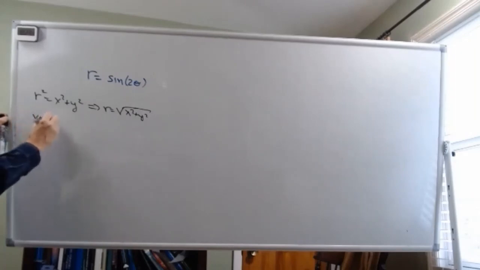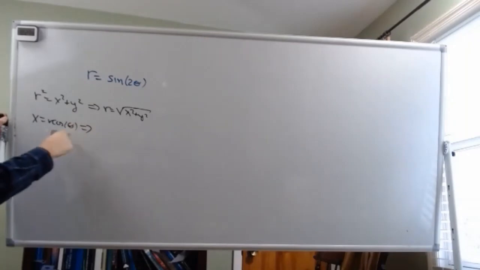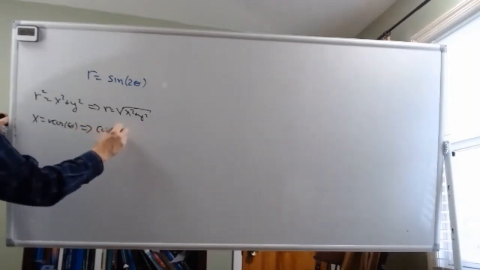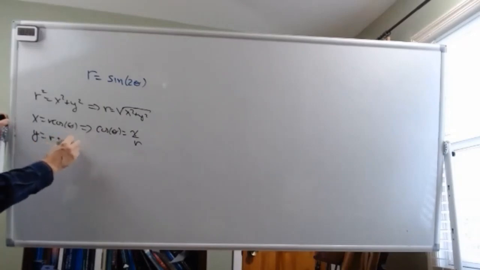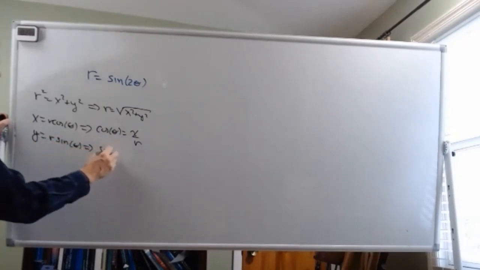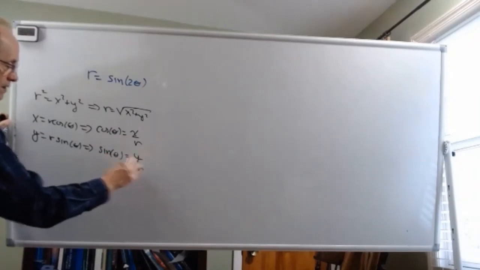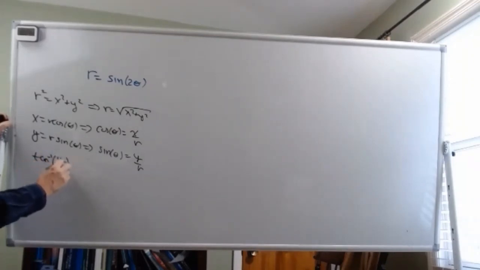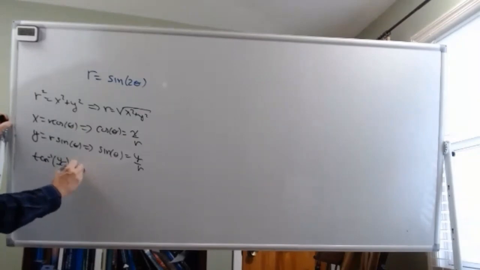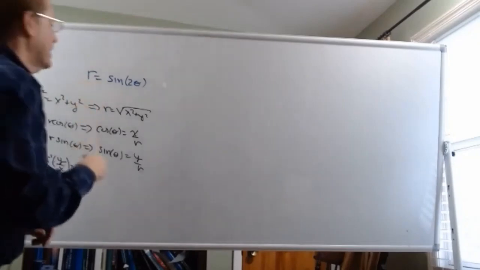Remember I have x is equal to r cosine theta. Well, I could turn around and solve that for cosine theta. So cosine theta is x over r. As I said, this one's more complicated. I also have the relationship y is equal to r sine theta. Well, I could flip this around and say sine of theta is equal to y over r. And I also have that the arctangent of y over x is equal to the angle theta. That's another thing I have as well. All of these are suitable. Let's see what we have over here.